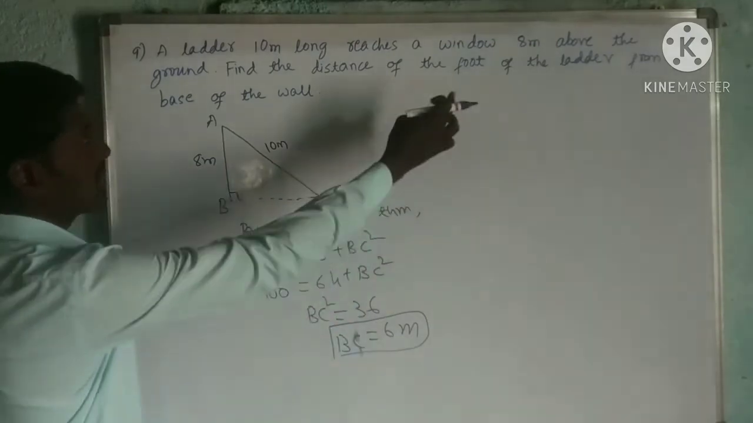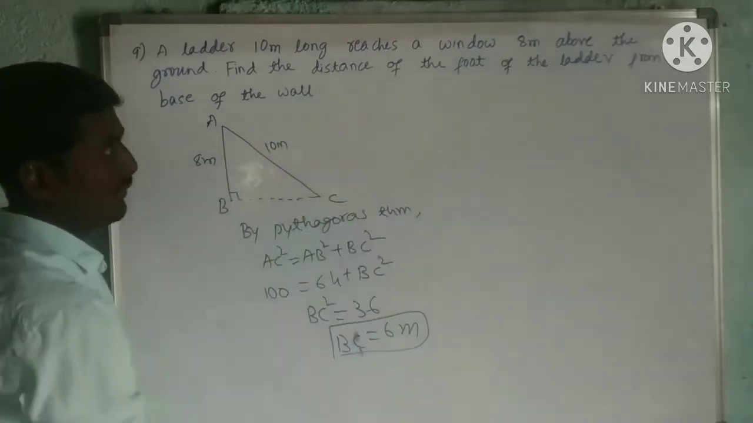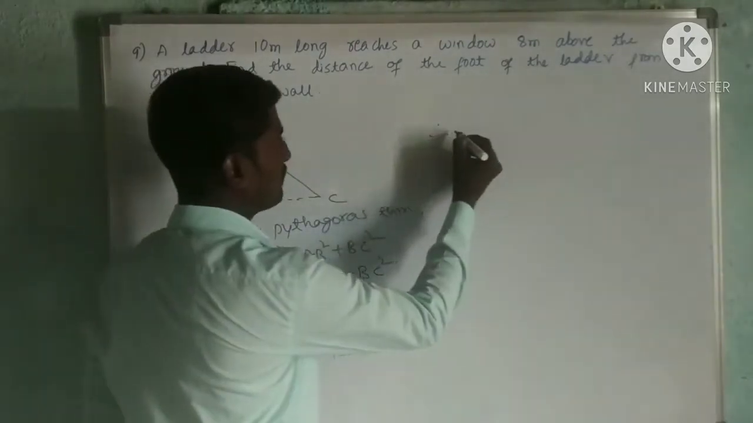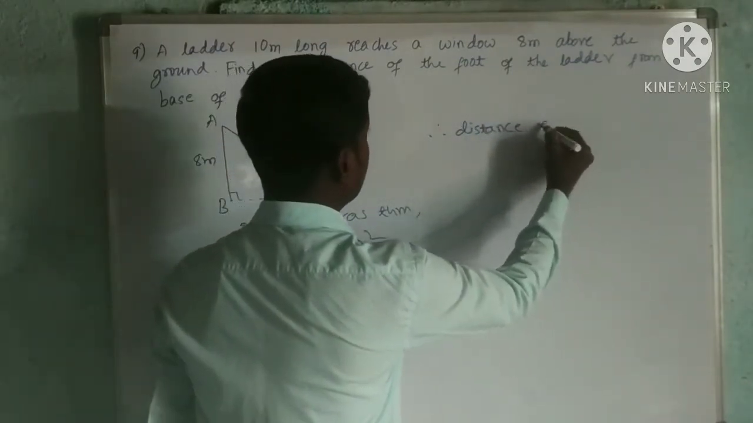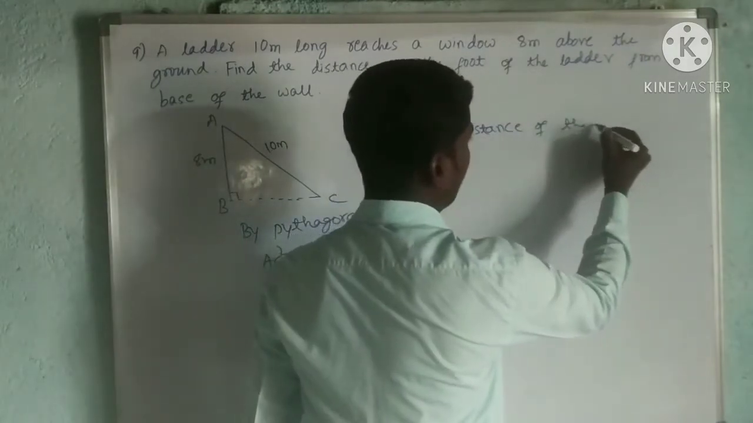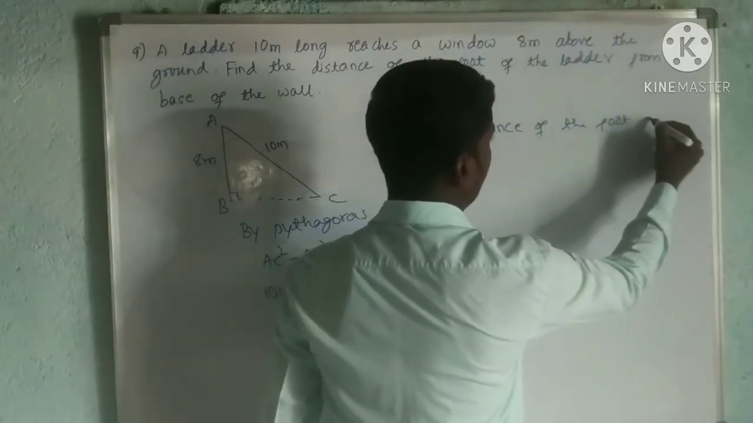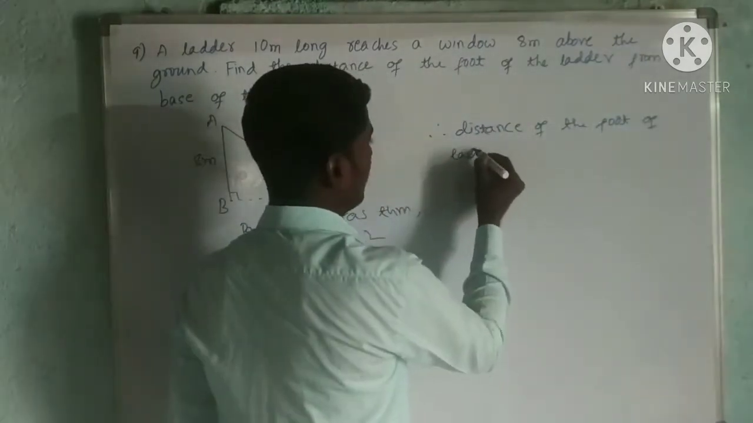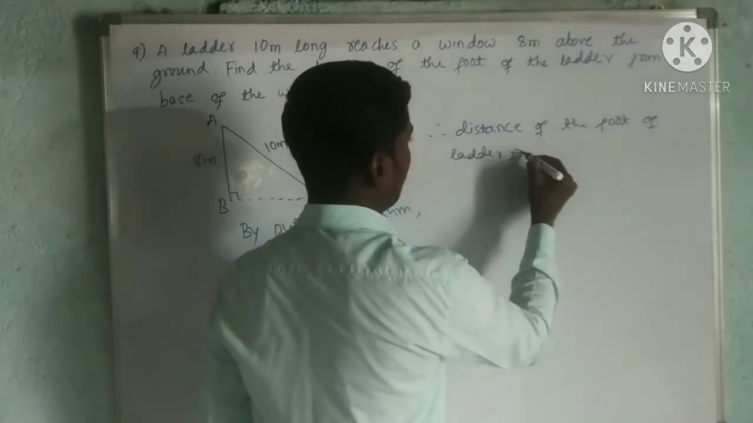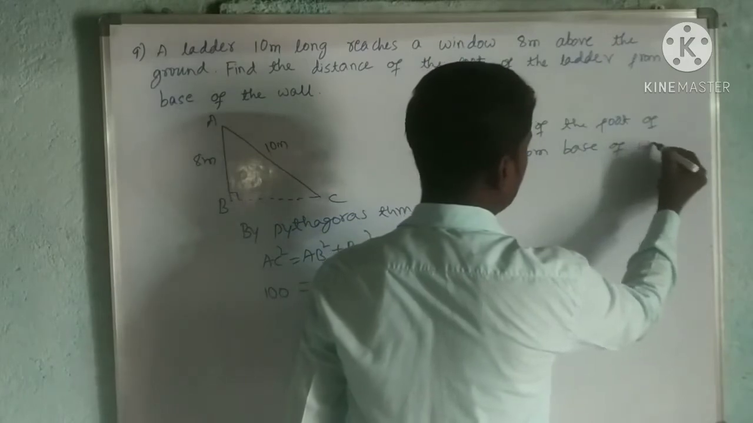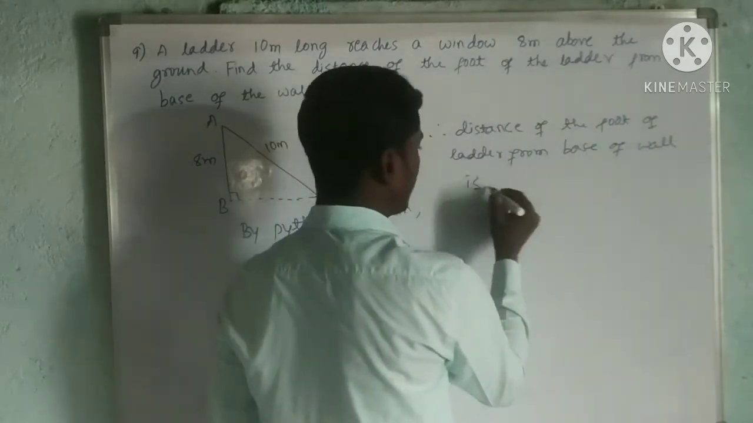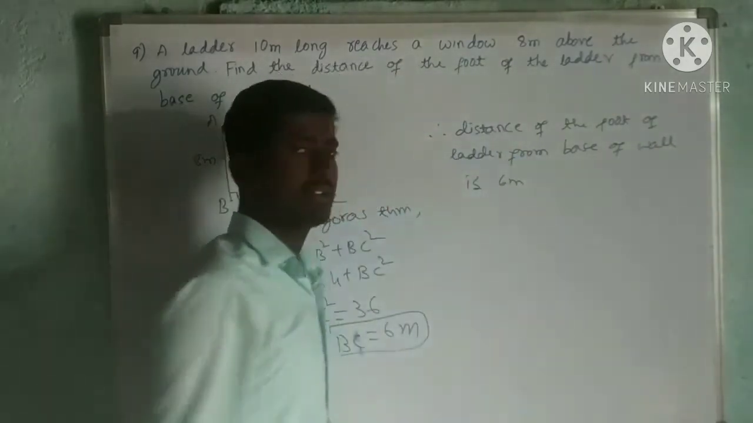We can write the conclusion. So what I can write here? Therefore, the distance of the foot of the ladder from the base of the wall is 6 meter. Okay, so this is the conclusion you can write.